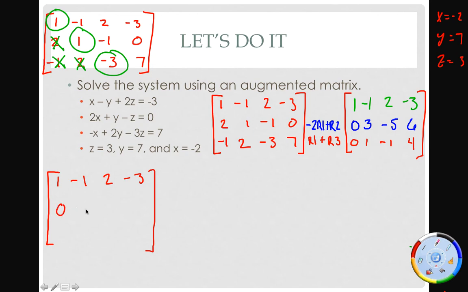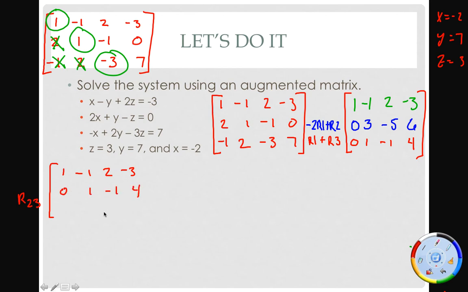I'm just going to say, okay, this is 0, 1, -1, 4. And I'm going to make this a little bit smaller because I need a little bit more room. So let's say it's 1, -1, 2, -3. I'm going to swap row 2 and row 3. So you can put this here as a row 2, 3. You can say a swap here. 0, 1, -1, 4. 0, 3, -5, and 6.